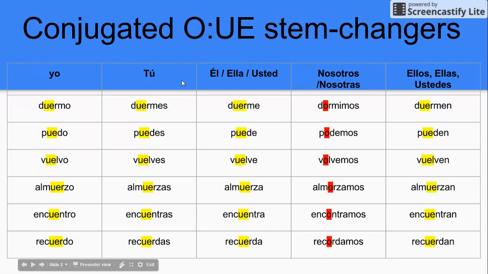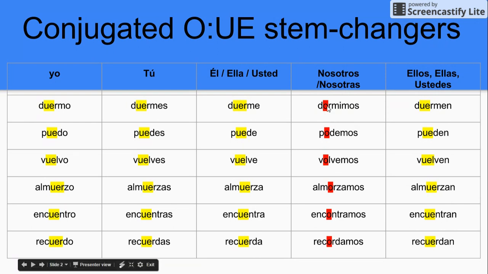So as we look through some conjugations of O to UE stem changers, we can see that in the yo form, every single conjugation ends in O as expected in the present tense, but the O of dormir, the O of poder, volver, almorzar, has switched to a UE. And you can see that's true for the tú form all the way through the pattern, the él, usted, and the ellos, ellas, ustedes forms.